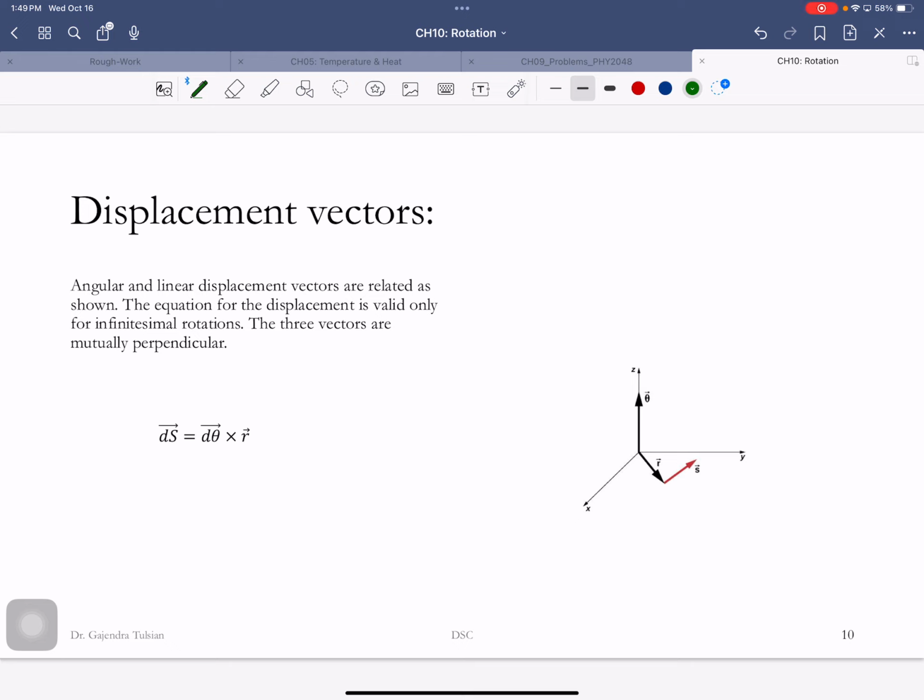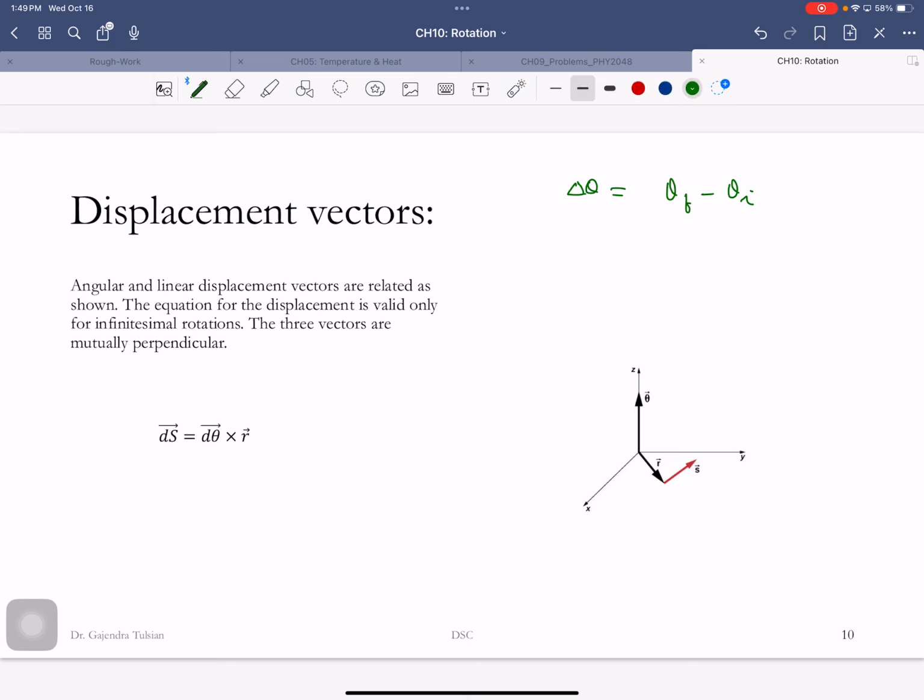Now, we won't use this in problems, but I just want to mention this. So displacement, delta theta, theta minus theta initial, this is a vector, and the question is, what is the direction of that vector? Now this formula works for infinitesimal displacements.